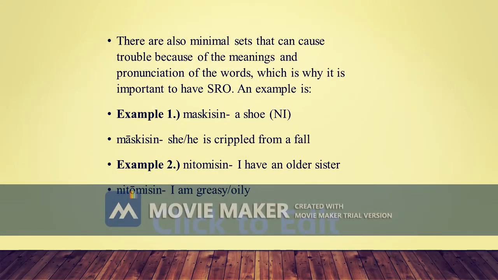There are also minimal sets that can cause trouble because of the meanings and pronunciation of the words, which is why it is important to have SRO. An example is maskison, a shoe. Maskison, he is crippled from a fall. Nutumisin, I have an older sister. Nitumisin, I am greasy.